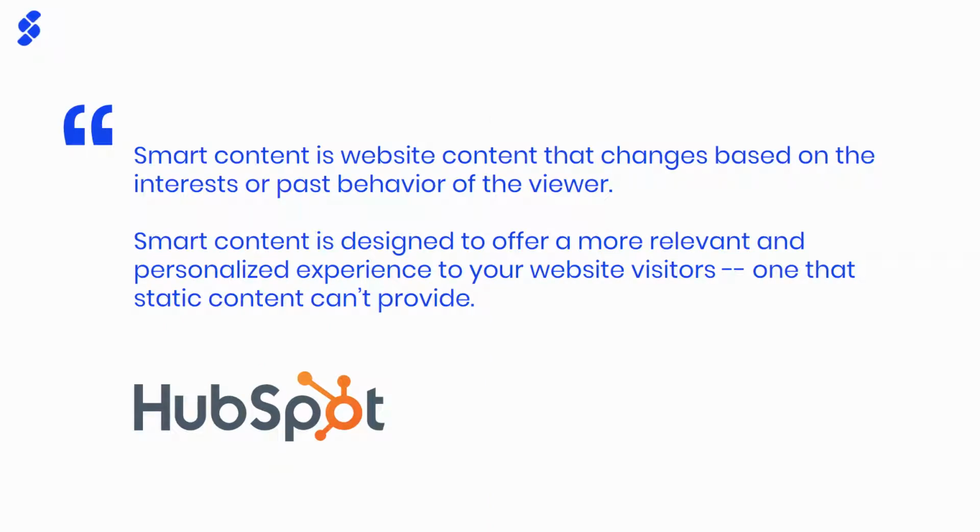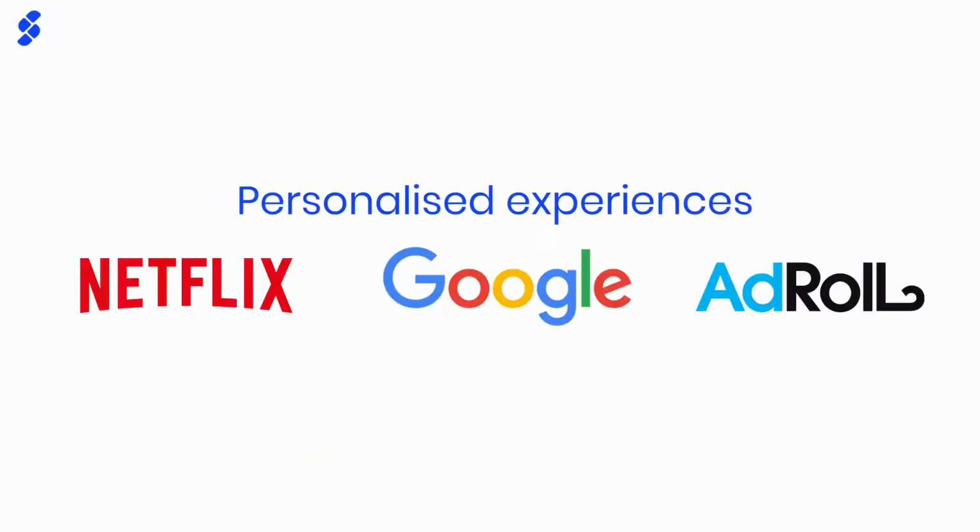The pioneers in smart content are HubSpot and Sitecore, and the websites benefiting from this right now are mostly high-end enterprise level projects. This is a definition from HubSpot. It says smart content is website content that changes based on the interests or past behavior of the viewer. Smart content is designed to offer a more relevant and personalized experience to your website visitors, one that static content can't provide.